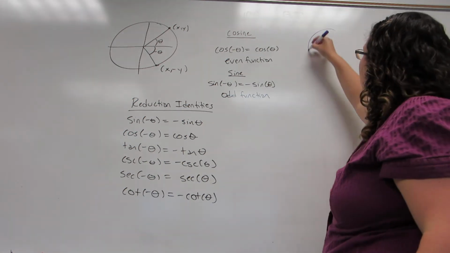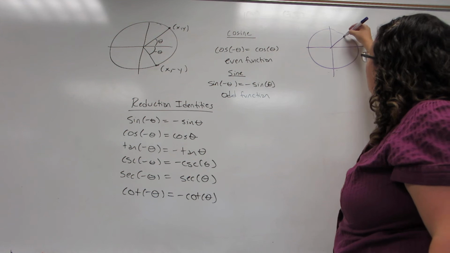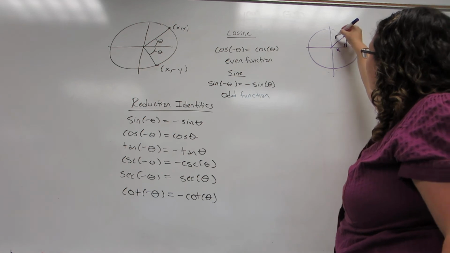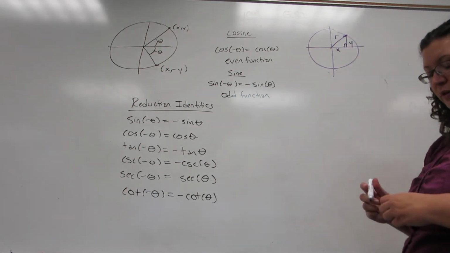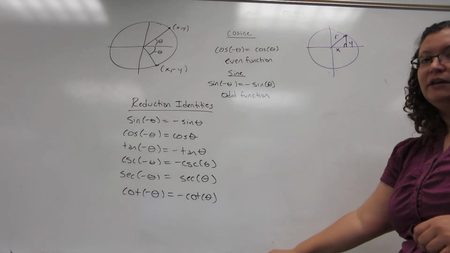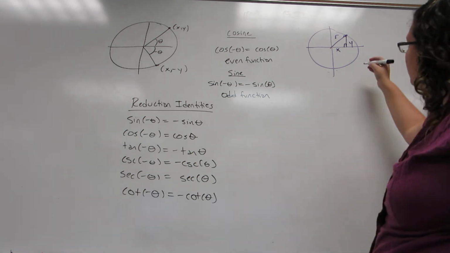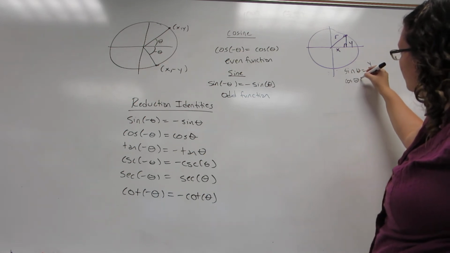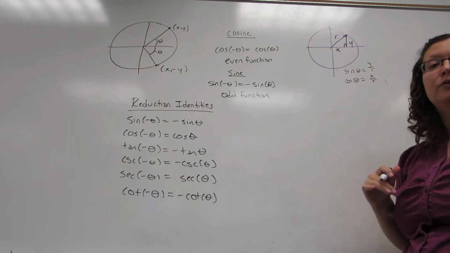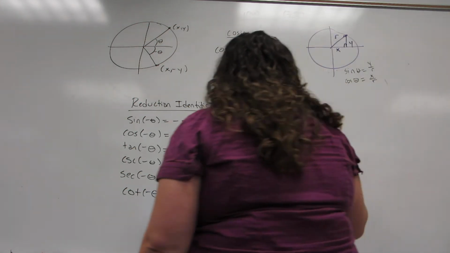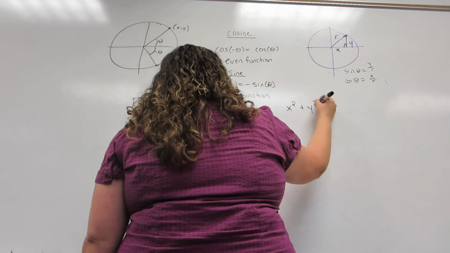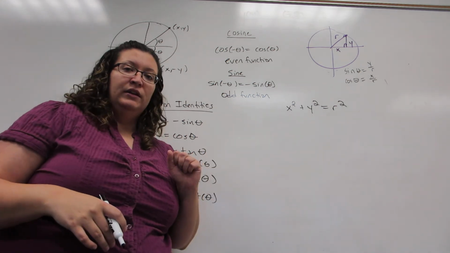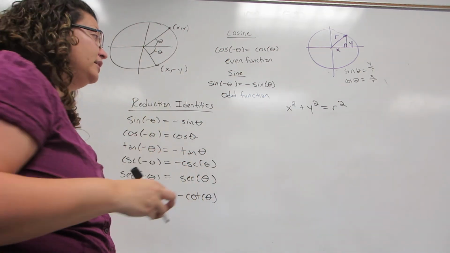Okay, so draw a new circle. If you pick a point, we have 1, x, y. And if it's not on the unit circle, you can have the radius be anything you want. We're going to do the general case here. We know that the sine of theta is y over r, and the cosine of theta is x over r, using SOHCAHTOA. Now, the Pythagorean theorem says that x squared plus y squared equals r squared, because this is a right triangle.